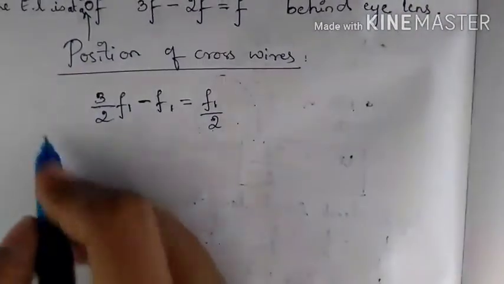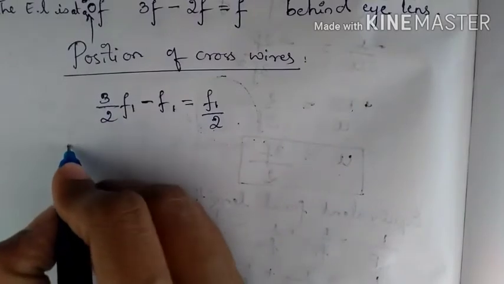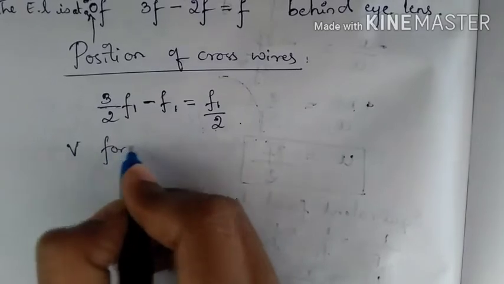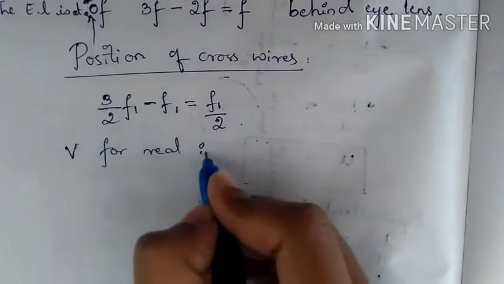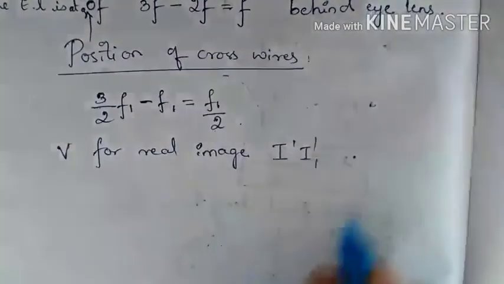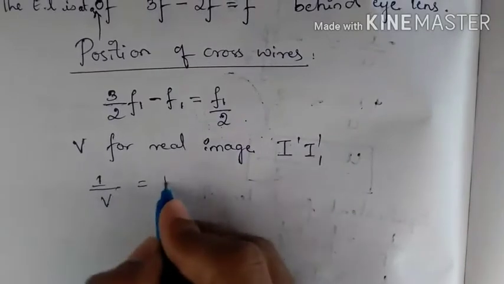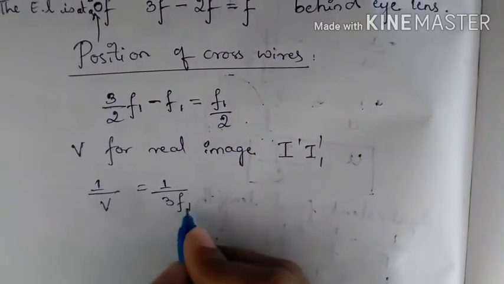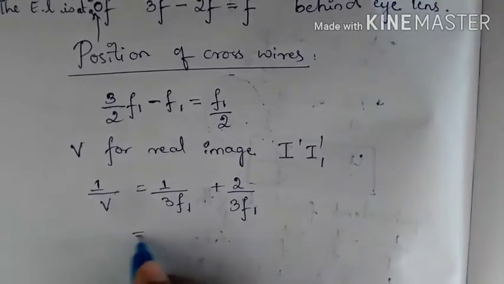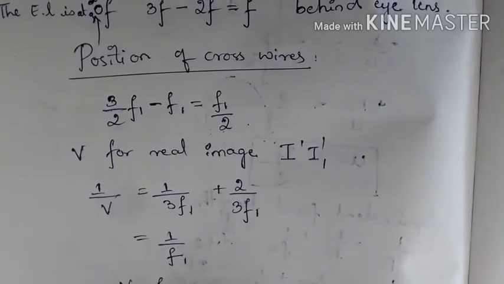So now let us find the image distance for the real image. So v for real image. So real image is which? I prime 1. So 1/v is equals to 1/3f1 plus 2/3f1. So that gives 1/f1, or v is equals to f1.